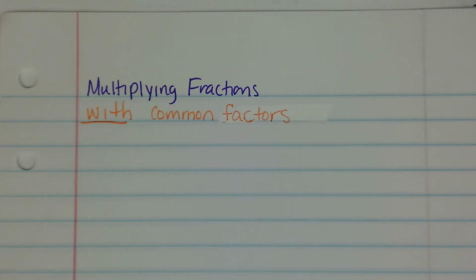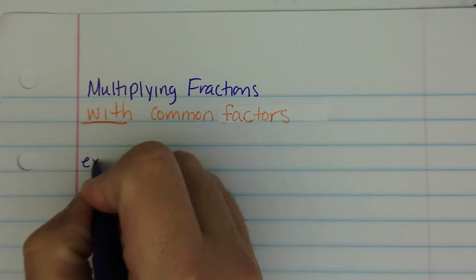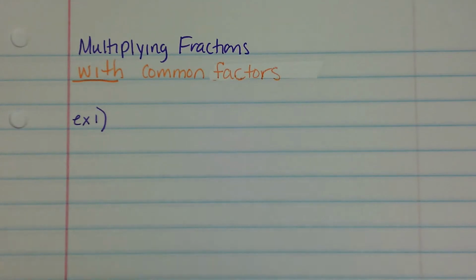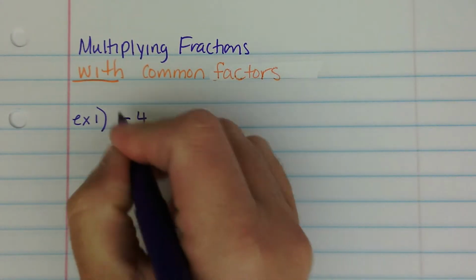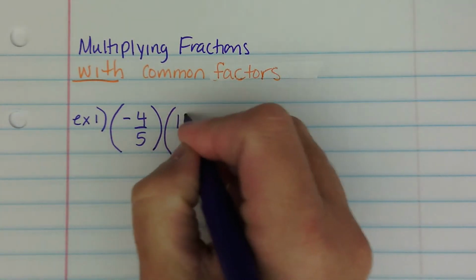Okay, so the other strategy for multiplying fractions is ones with common factors. What we're going to do is take a look at an example with common factors so you can see what they look like. And again, they're not going to tell you they're common factors. You're just going to have to identify that they are by looking at them.